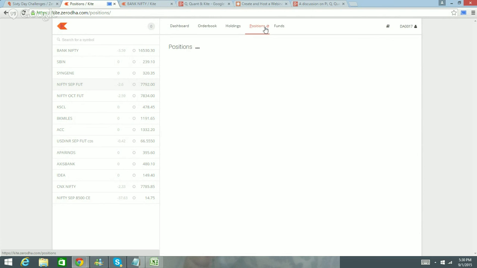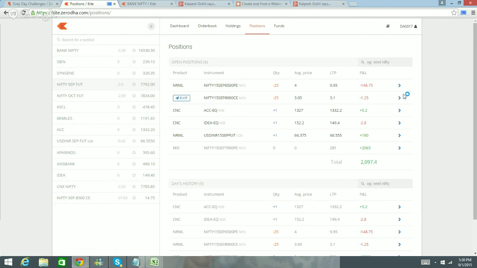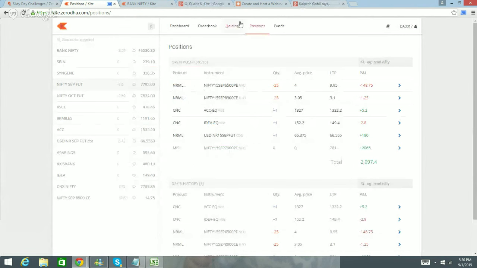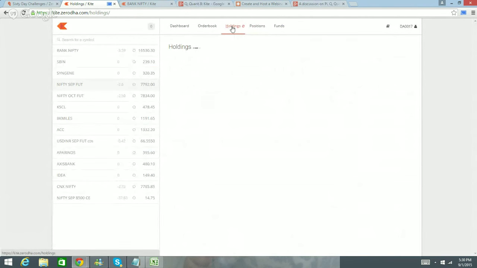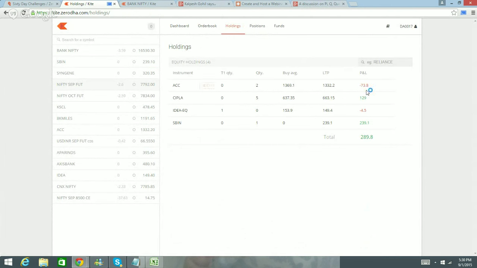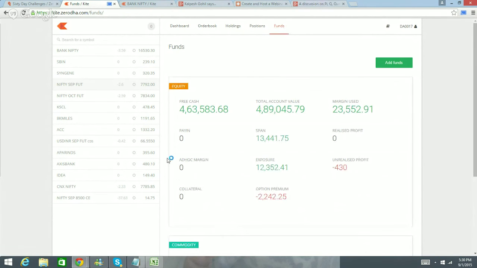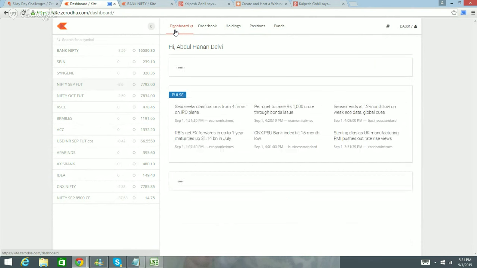The good thing is, if you're in positions, you can go here and exit the position, and you can go to holdings. We just made the holdings live, so the PNL on the holdings will be ticking live. You have an exit button wherever you want. Funds, and yeah, this is probably as simple as a platform can get, right?